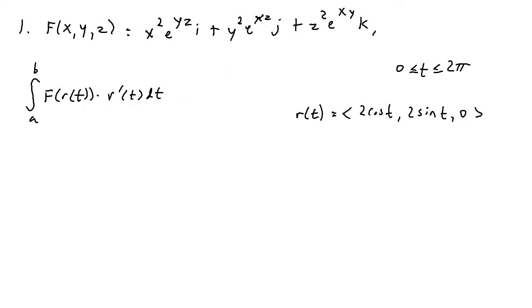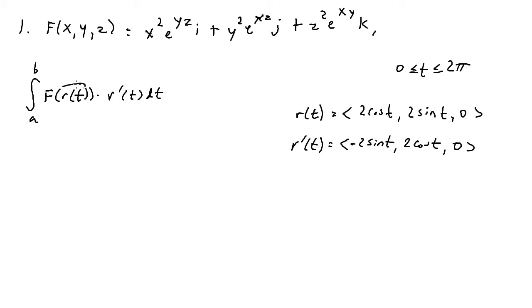Now notice in the formula we need r of t and we also need r prime of t. So let's go ahead and take the derivative of the vector function. So r prime of t equals the derivative of 2 cosine t, which is negative 2 sine t. Derivative of 2 sine t is going to be 2 times cosine t. Derivative of 0 is obviously going to be 0.